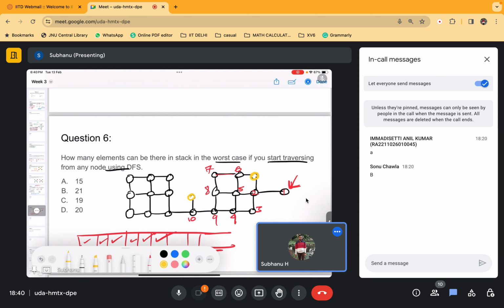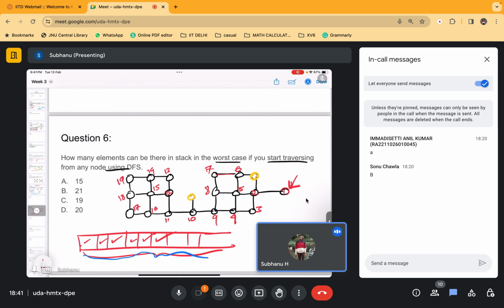Now you are coming to this one from 10 to 11, then from 11 to 12, 13, 14, 15, 16, 17, 18, 19. You can see that from this node to this node, in between you have a total of 19 nodes. If you skip these two nodes, nothing matters. So a total of 19 nodes is possible in between these two nodes.